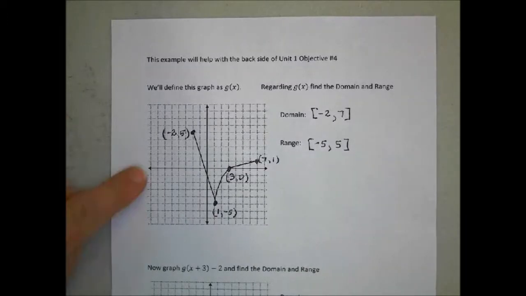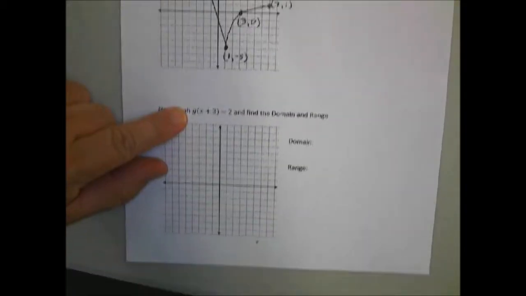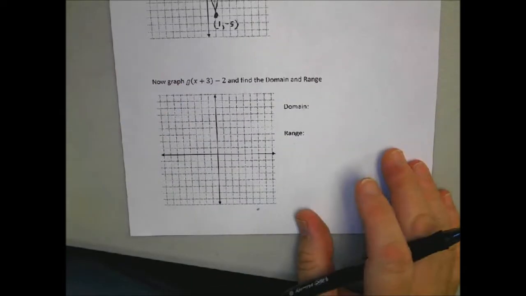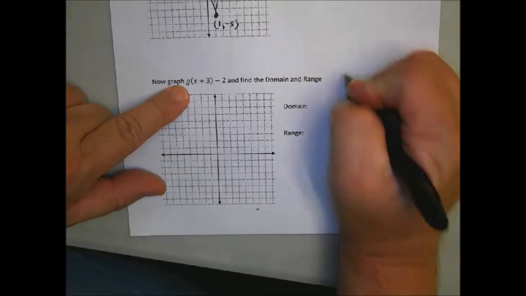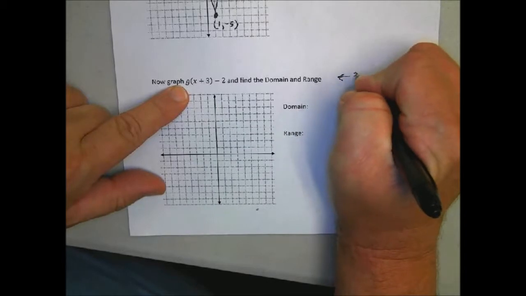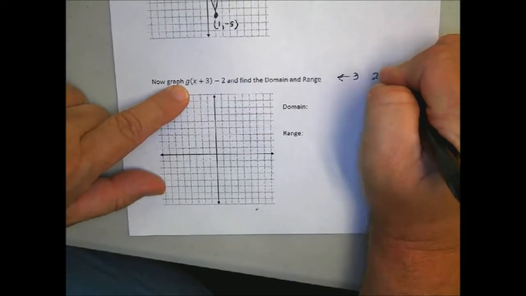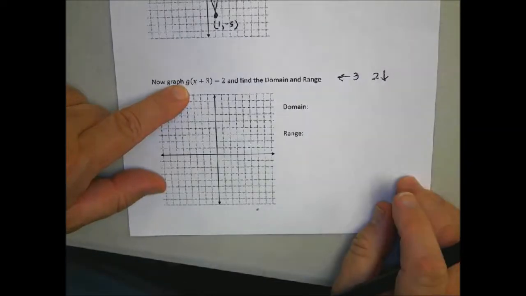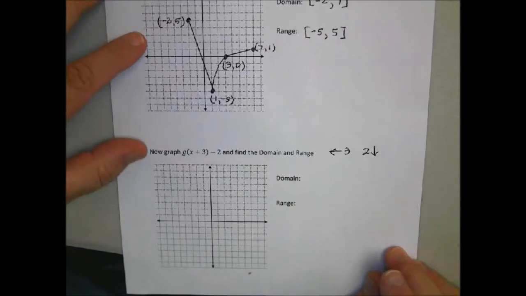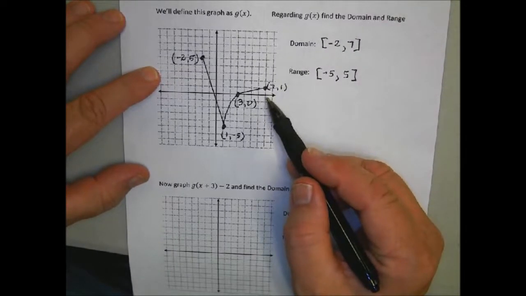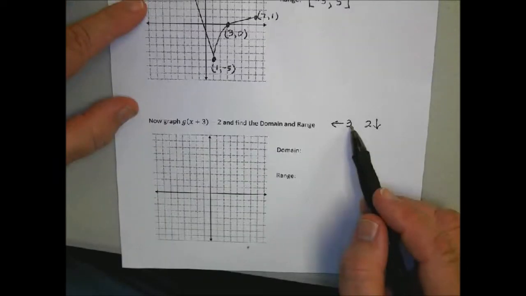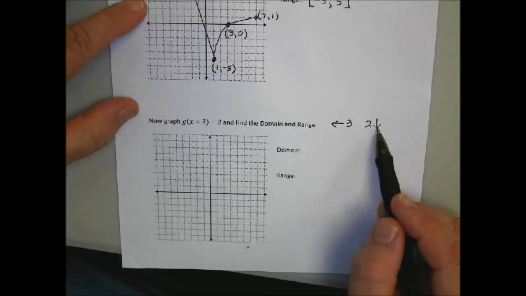Now, if this is g of x, what would g of x plus 3 and then minus 2 look like? Well, this is where our knowledge of translations comes in. What is happening to the original g of x function? It's being shifted 3 units to the left and 2 units down. So if you look at these 4 marked points that I used to create this graph, we're going to shift every one of them 3 units to the left and 2 units down.